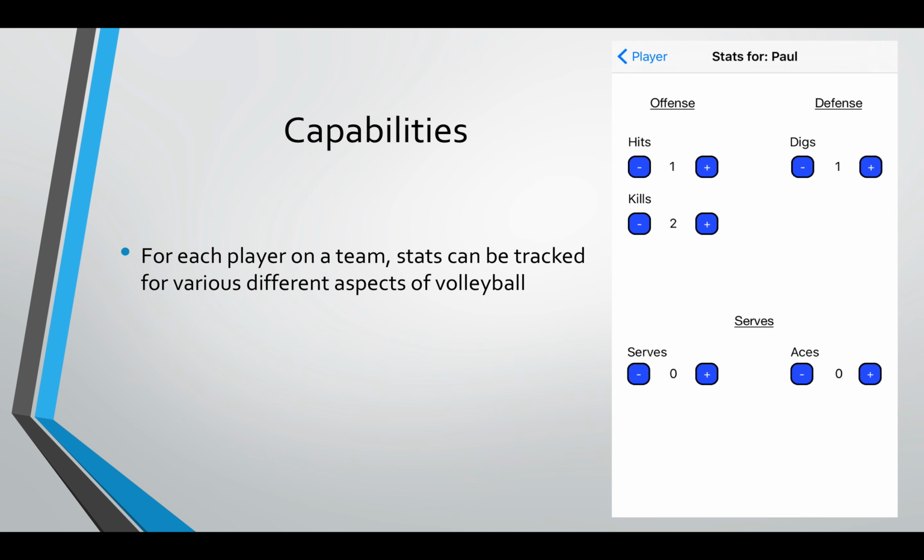Each of those counts. With those two stats alone, you can track your kill percentage, which is how effective you are at getting a point when you hit the ball. For defense, you can count your number of digs, which is just when the ball gets hit at you from the other team and you receive it and get the ball up in the air. That counts as a dig. For serving, every time you attempt to serve, you get a serve, and every time you serve it and the other team doesn't return it, you get an ace. This view tracks the total number of stats for a given player.